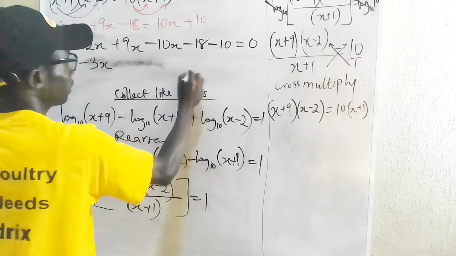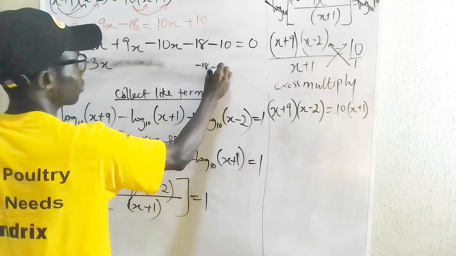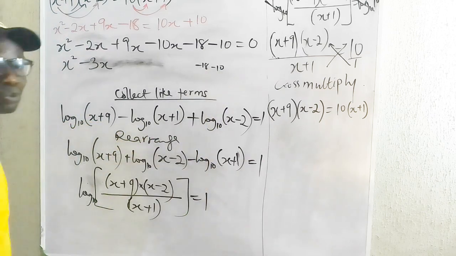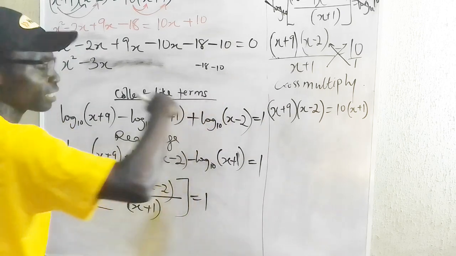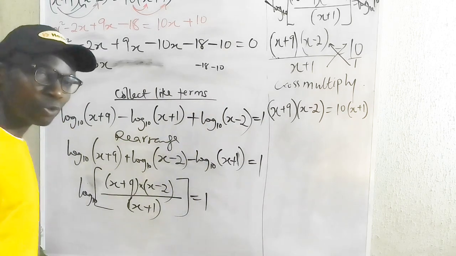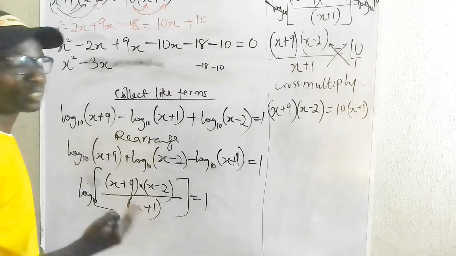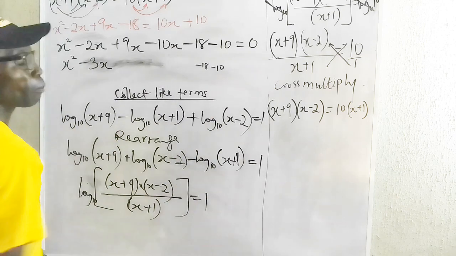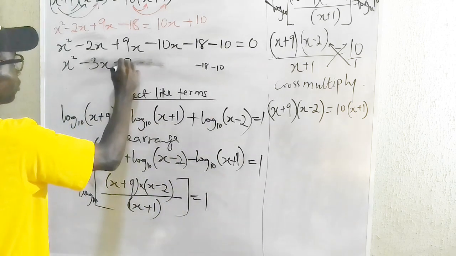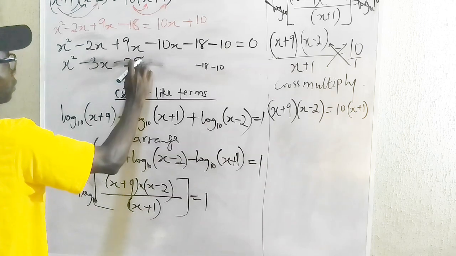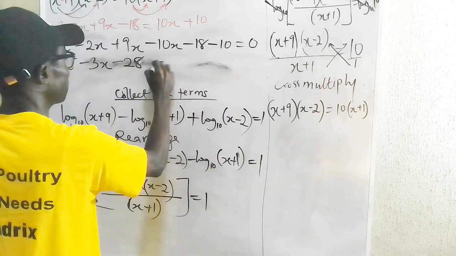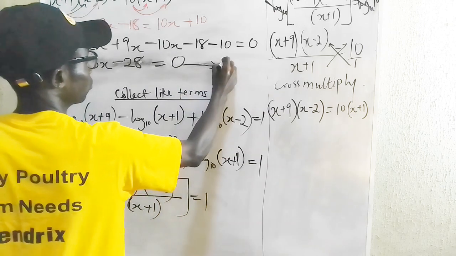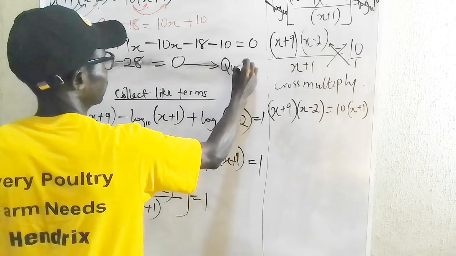Now minus 18 minus 10. Minus 18 minus 10 is what? I'm owing $18 and I'm still owing another $10. How much am I owing altogether? It is minus 28. So this is what it becomes. Then the 0 remains. At this point we go to the quadratic equation.